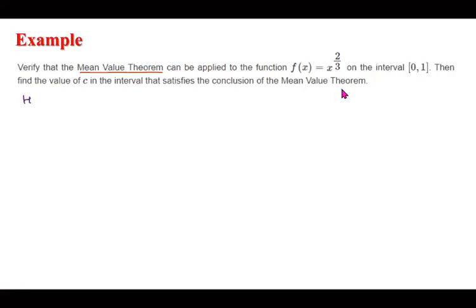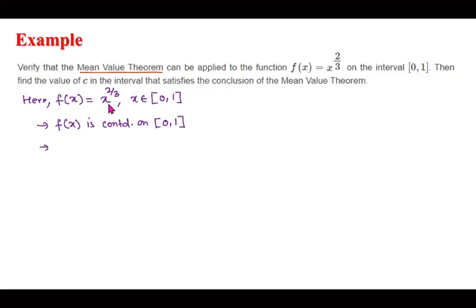So here our function is f of x equal to x raised to 2/3, and x is in the interval from 0 through 1. That is our interval of interest. This is a power function, which is continuous and differentiable everywhere. So we can say that f of x is continuous on the closed interval from 0 through 1, and f of x is differentiable on the open interval 0 through 1.